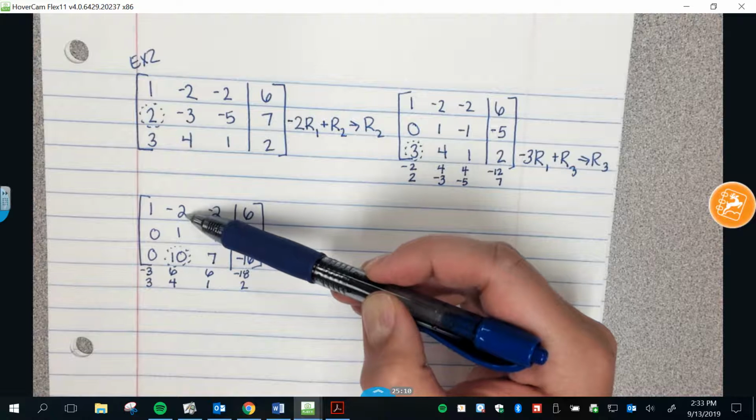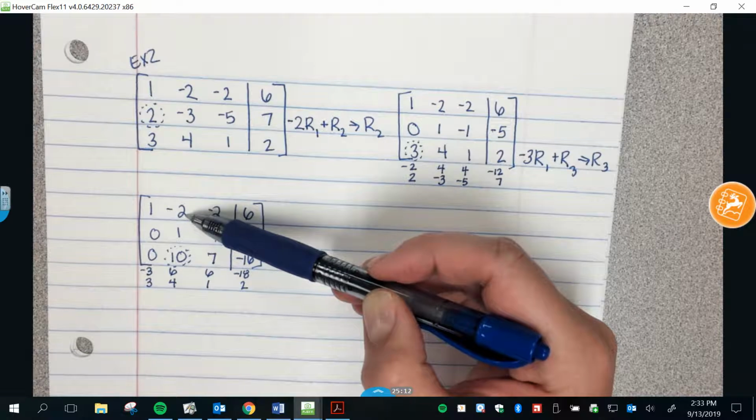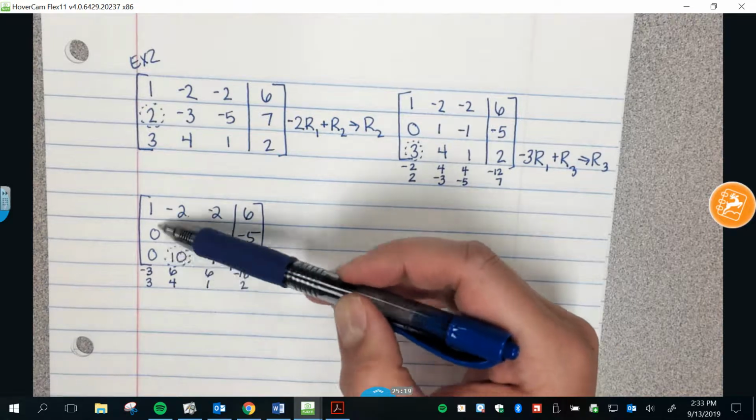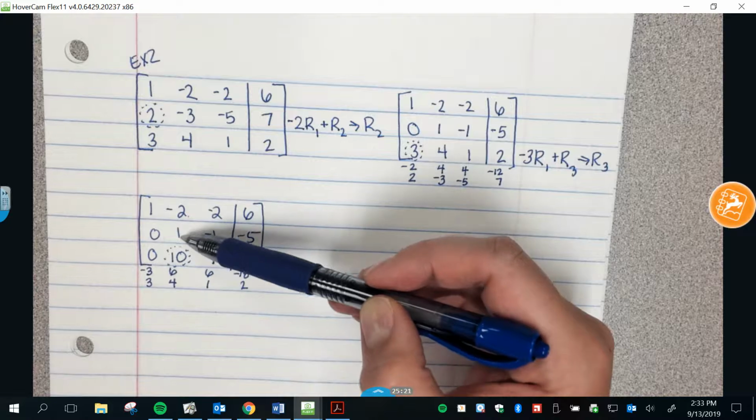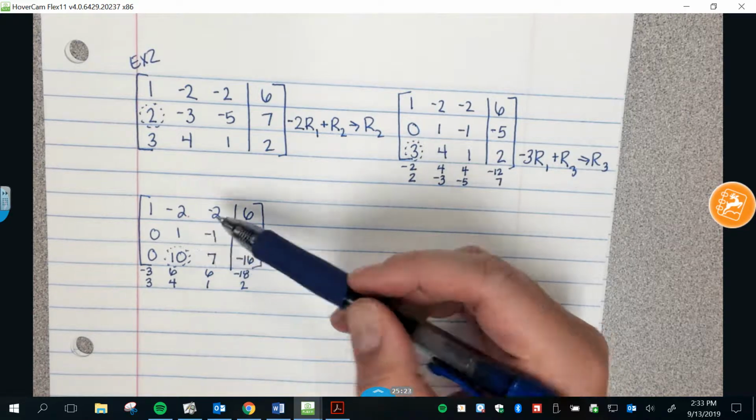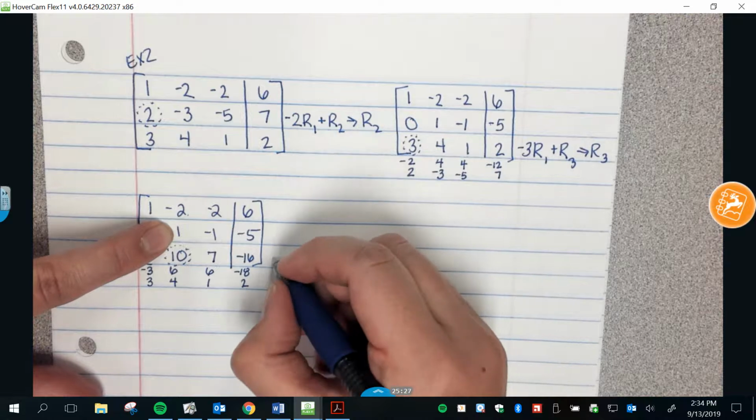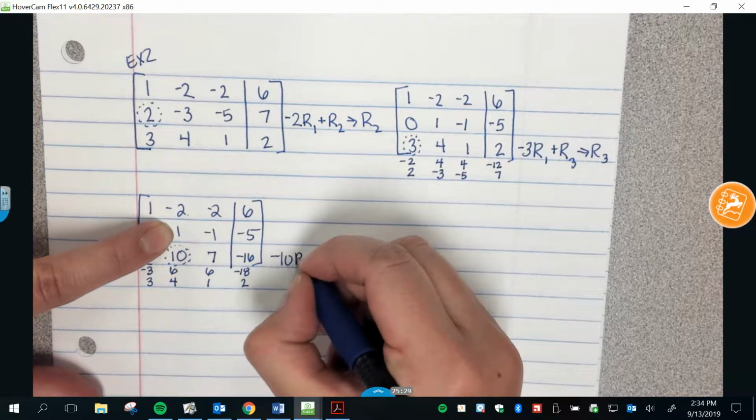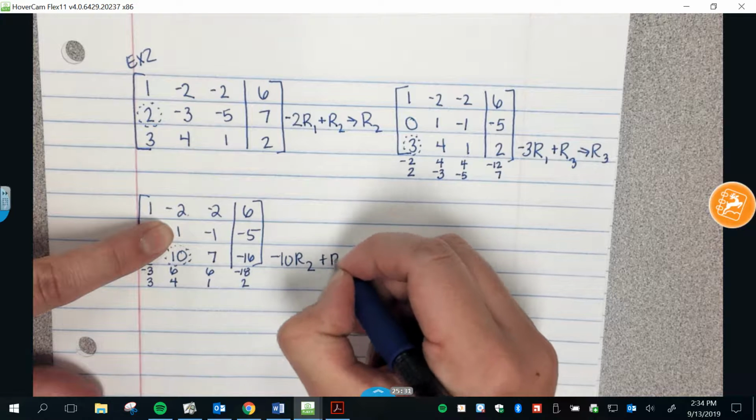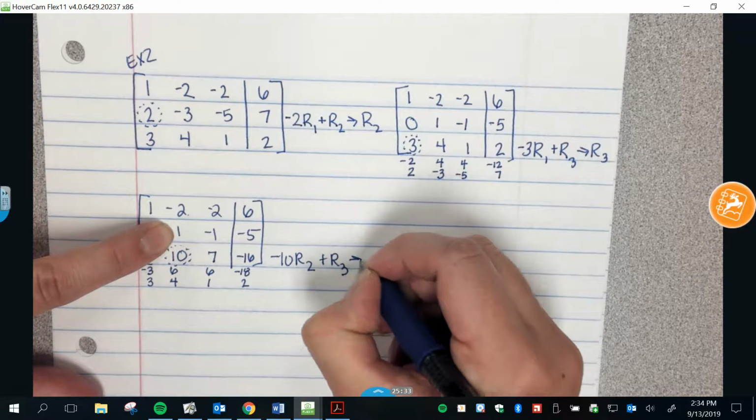Can we use this row? No. We got 7 good minutes. We can finish this sucker. All right? I can't use a row that has zeros under it. I have to use this one. Okay. I have to use row 2. So what are we going to multiply by? -10, row 2, plus row 3, into row 3.